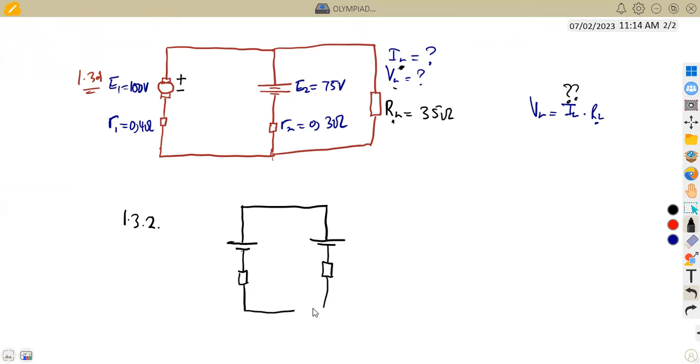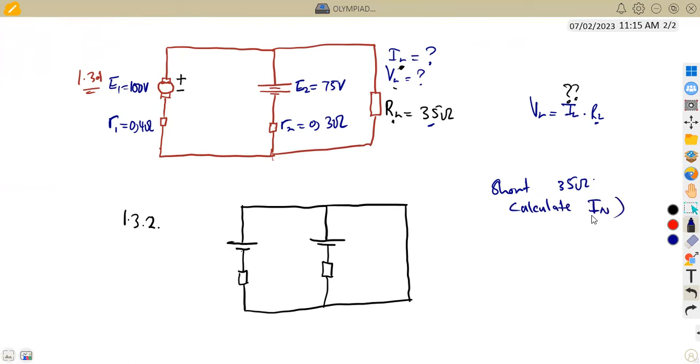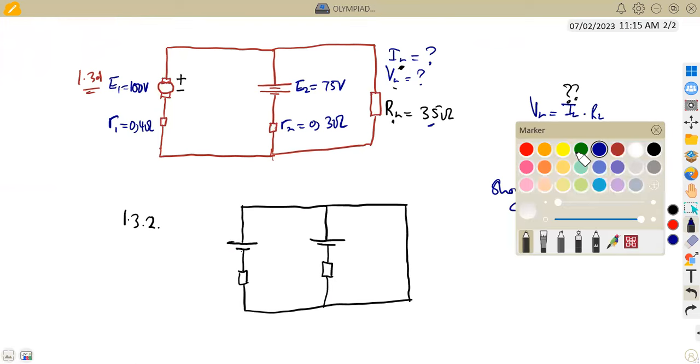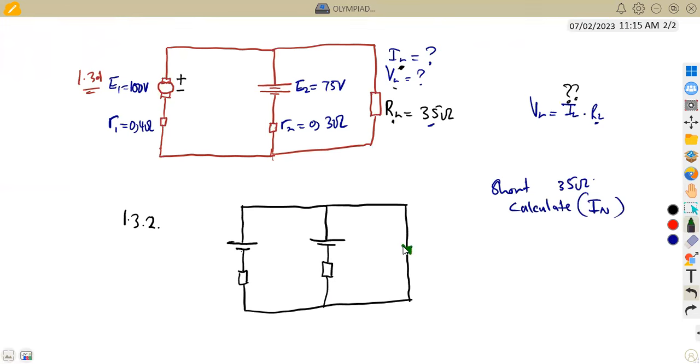So the first thing, like I said, is to introduce the branch AB by short circuiting the load resistor. So we short circuit the branch that has got the load resistor in this case, which is the 35 ohm. So the moment we do this, we are going to calculate the short circuit current, which is our Norton's current in this case. All right, so this is where we are going to have our short circuit current, which is IN, across the branch AB. All right, so that's it, just like this, guys.